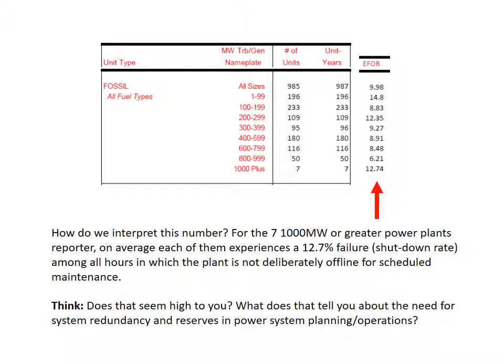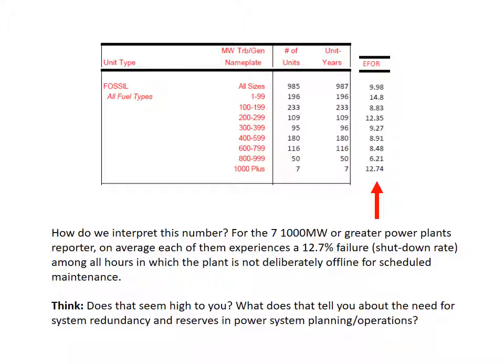So NERC keeps track of statistics for all power plants, and I think some of these statistics are based on numbers that are volunteered, or I think NERC sends out surveys to generators, and then it's up to generators to list that information for each generator. Now, you could imagine that this would be somewhat proprietary information.